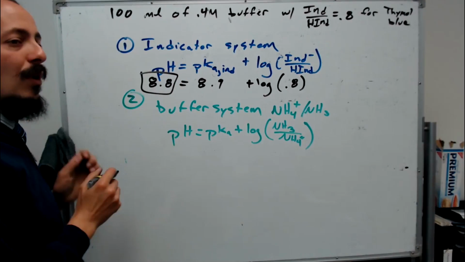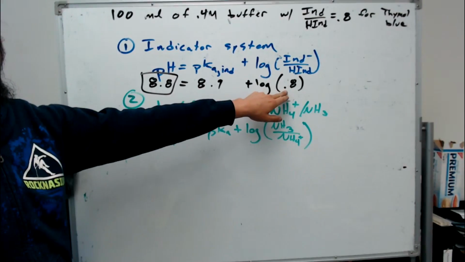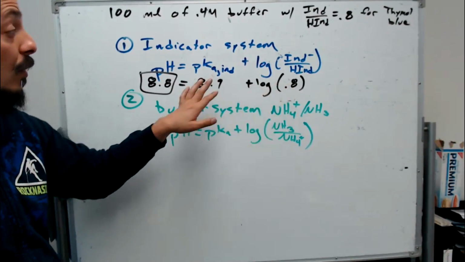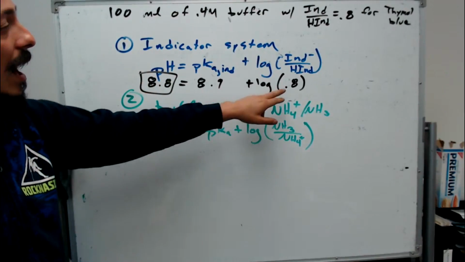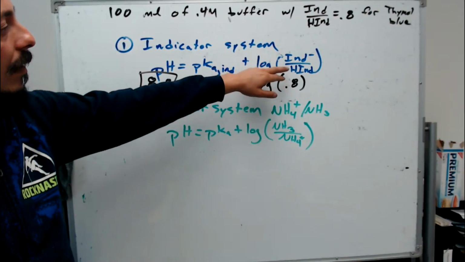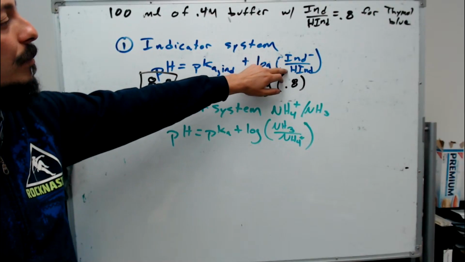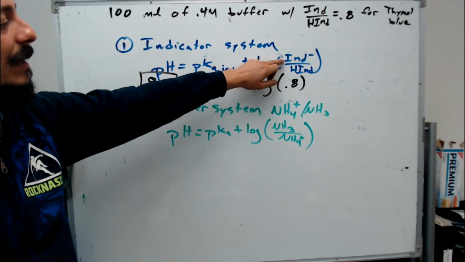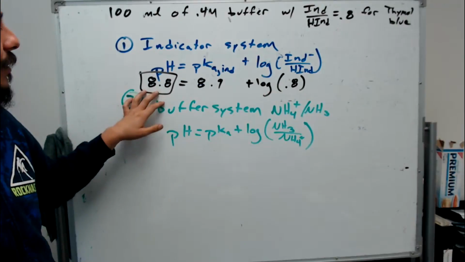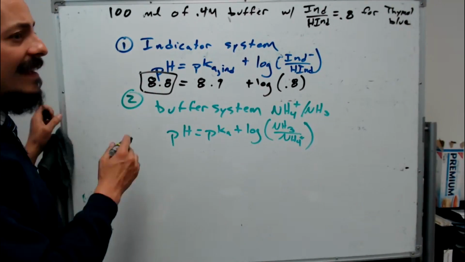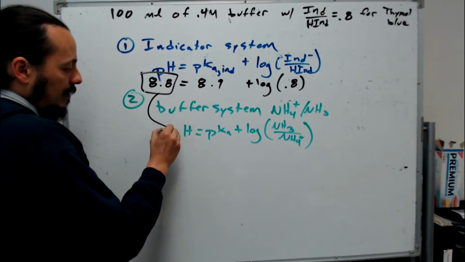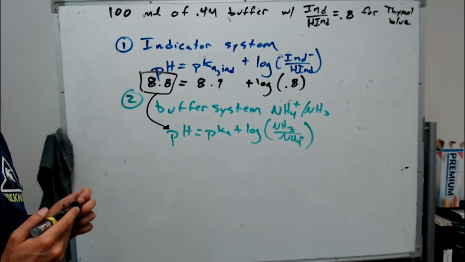Not surprisingly, notice our ratio is pretty close to 1, so we expect to be close to the pKIND, and we are. The 0.8 means we've got a little bit more acid, a little bit more of the HIND, a little bit less of the IND minus. So we expect something a little bit more on the acidic side, 8.8. This target pH is now what we're going to use to define our buffer system.